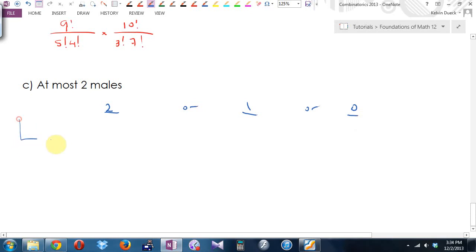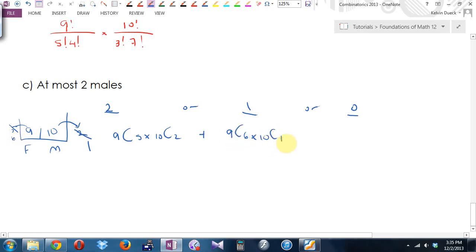I would draw my bucket. So we had females, males, I think it was 9 and 10. Now, if we have 2 males, how many females? If we're putting 7, okay. So the first one is going to be 9 choose 5 and 10 choose 2, or means add. 1 male, 6 females. 9 choose 6 and 10 choose 1.